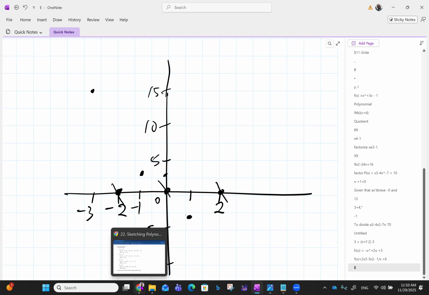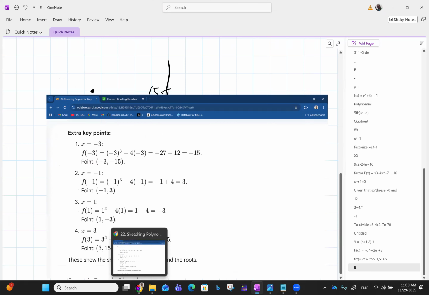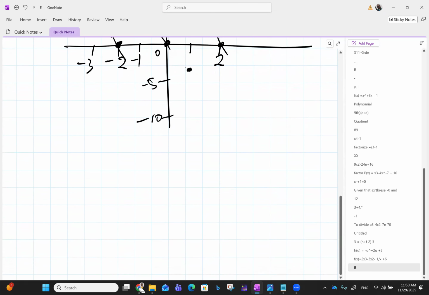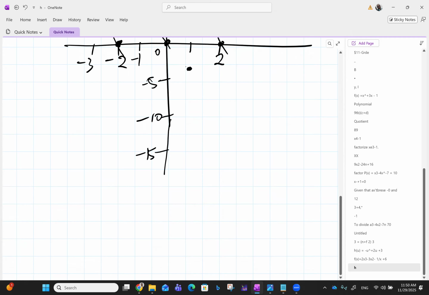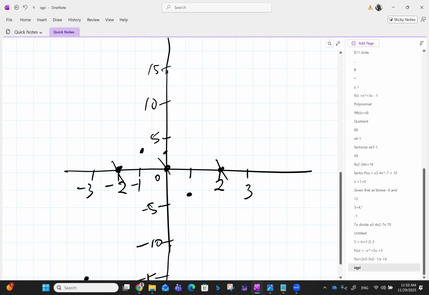Okay, we can try more points. So we have x is 3. That's 3 against 15. Yeah, I think this should be 3 against -15. Sorry, my bad. This is -15, so this should be 3 against -15 here. Then 3 against 15 up here.